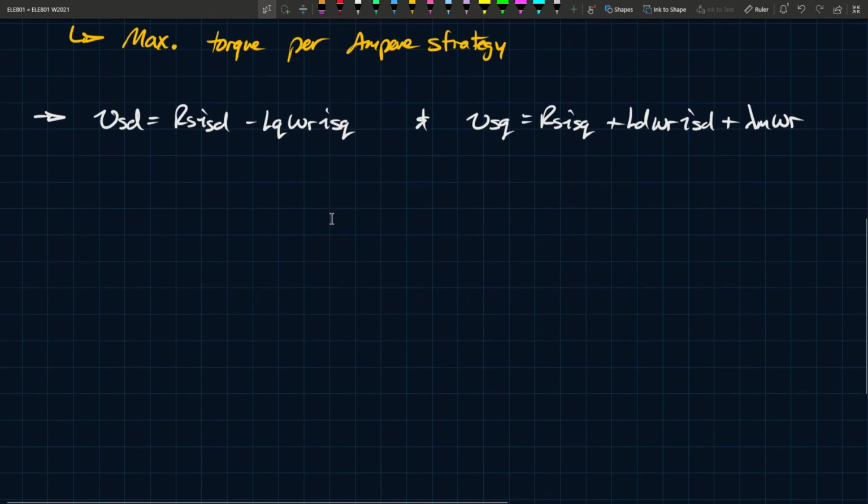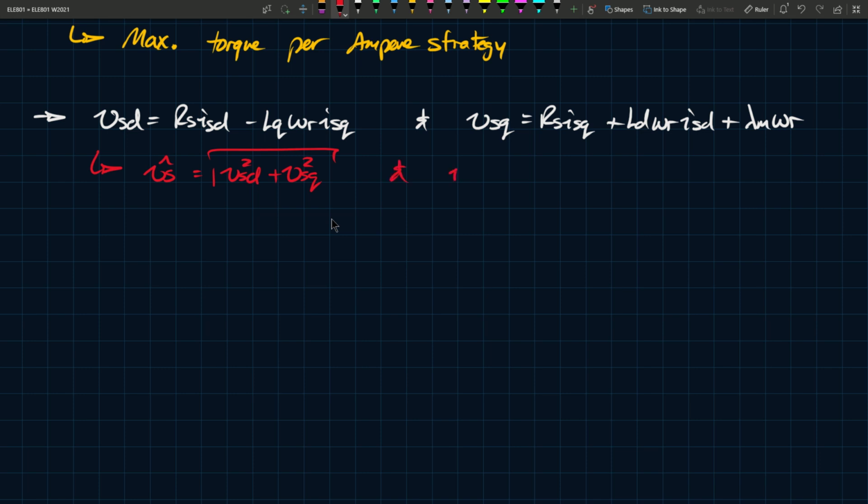We also know, as we hinted at before, that Vs hat is equal to VSD squared plus VSQ squared, all under the root, and Is hat, I'll write it again here just for the sake of completeness, is ISD squared plus ISQ squared, all under the root. Okay? Now, before going on any further, this is a practical note.